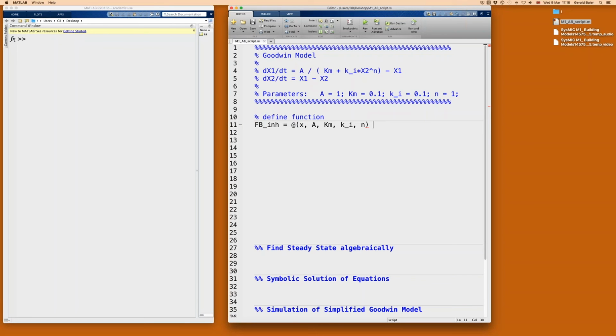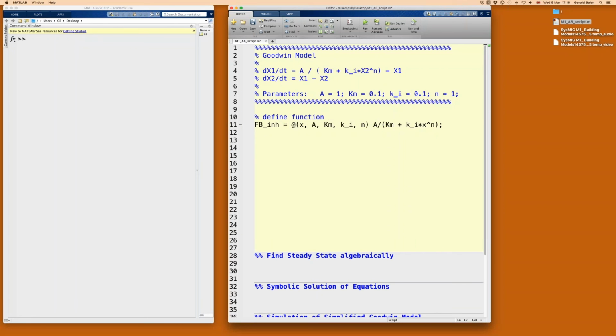Okay, so we need to actually define the mathematical function now. So a divided by km plus ki times x to the power n. Okay, that was a semicolon at the end. So we have set our variables following the @ sign, and in the rear part of the equation we have the function defined. So we're not looking at the system of differential equations, just at this single function.